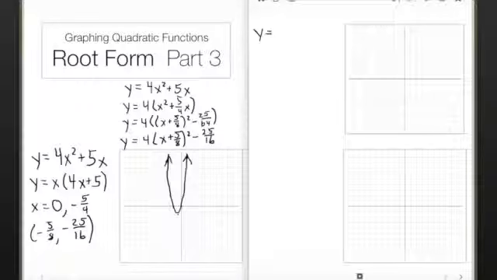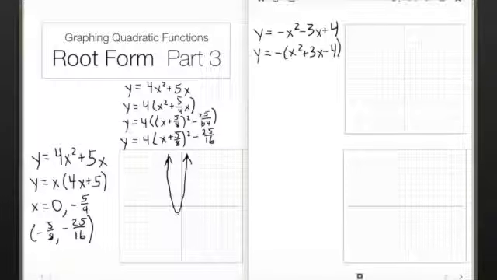Okay, let's do another one starting in standard form. So when you're starting in standard form, you can find the vertex first if you'd like by completing the square, but what we're going to do is use root form here. So in order to find root form, we factor it. So let's factor this. First thing we'll do is we'll take out a negative from the whole thing. And now we will have two numbers that multiply to -4 and add to 3. That's going to be 4 and -1.